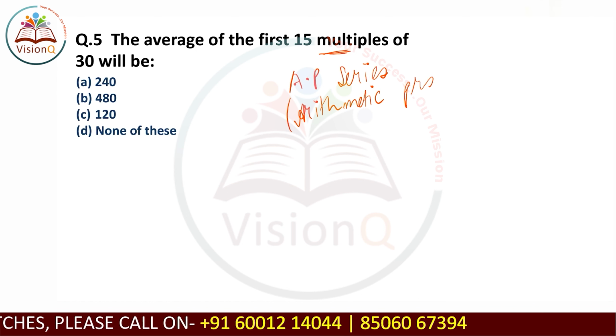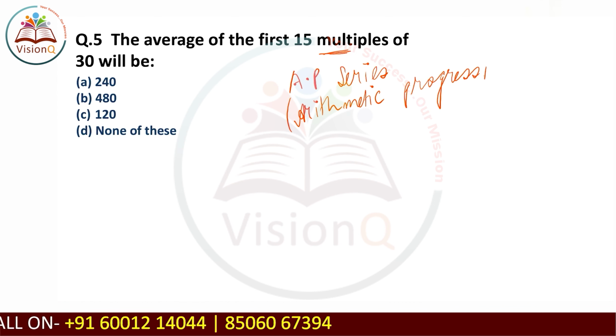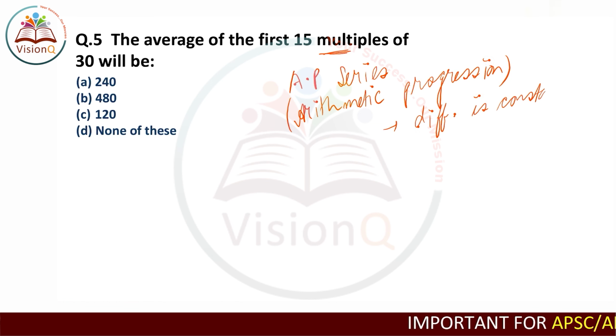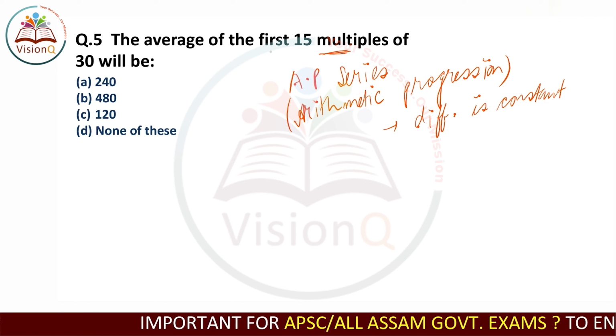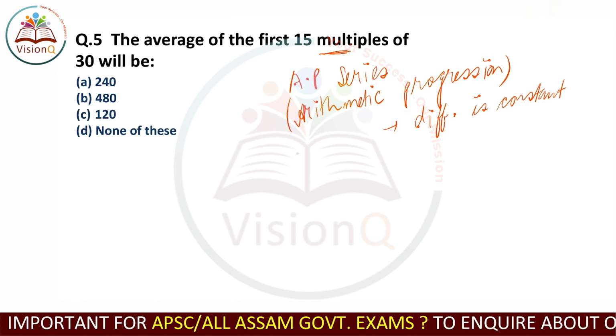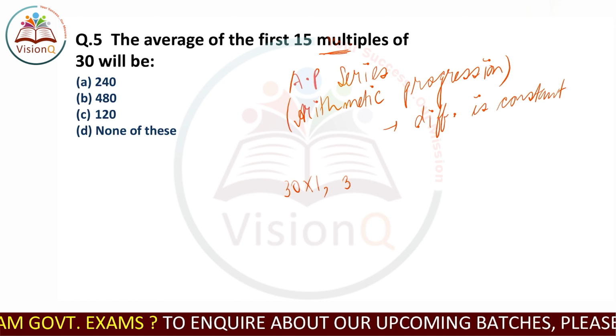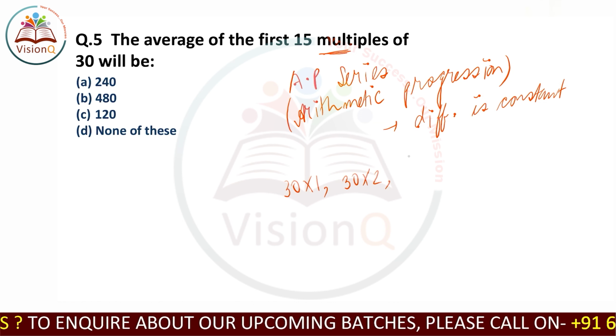Arithmetic progression series. That is a series where the difference between two numbers is constant. So if I write down this series, the first 15 multiples of 30, the first number will be 30 into 1, which is 30. The next number is 30 into 2, which is 60.